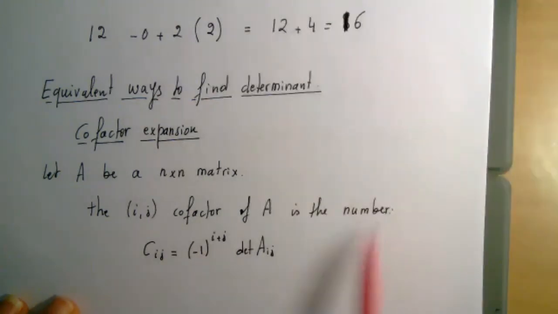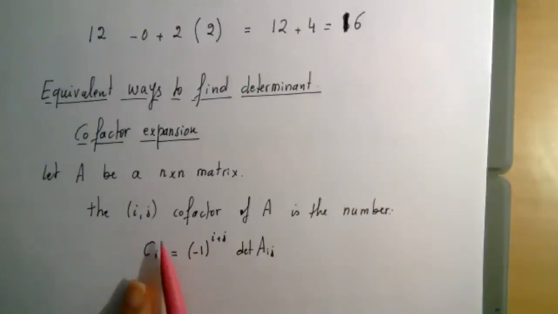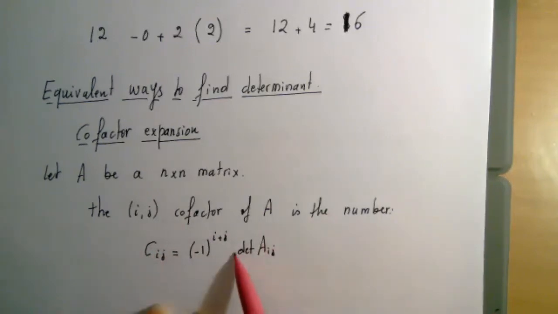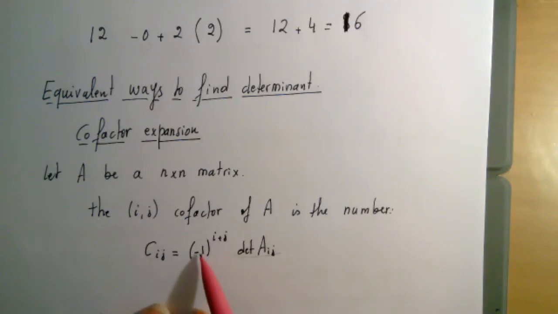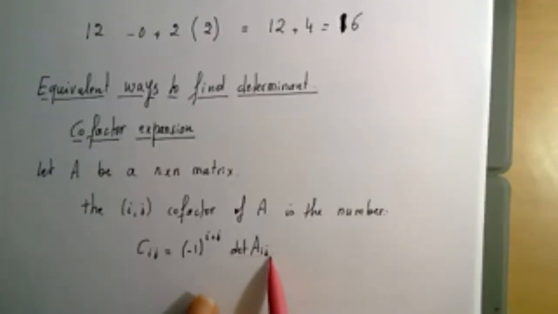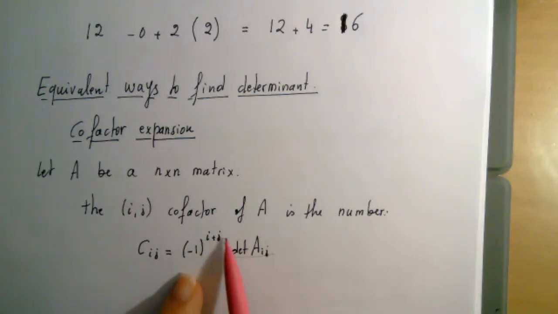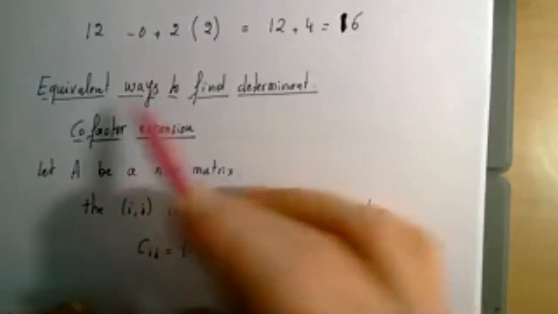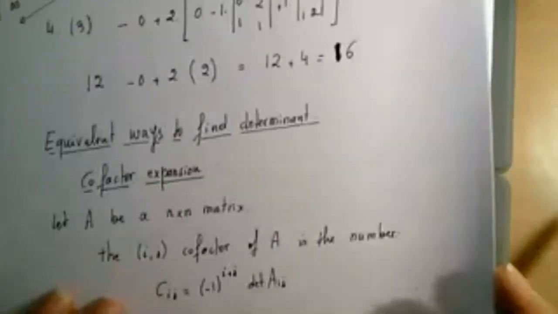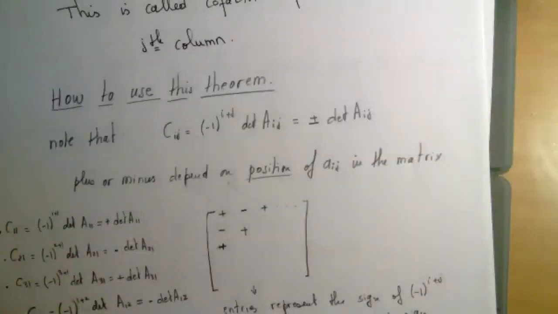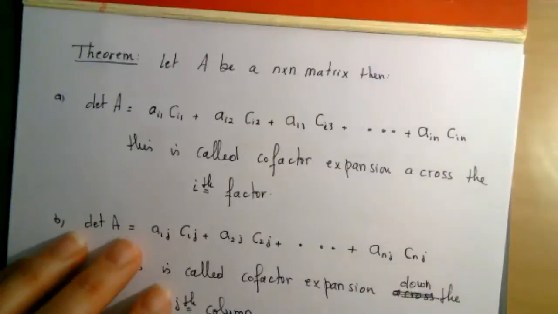The ij cofactor of A is the number written Cij, which is the determinant of Aij times a certain minus 1 to the power i plus j. So it's basically plus or minus the determinant of Aij, depending on i and j. Before we state the equivalent way, let us study the Cij a little bit. What are those? So I state the theorem and then I will work with it.